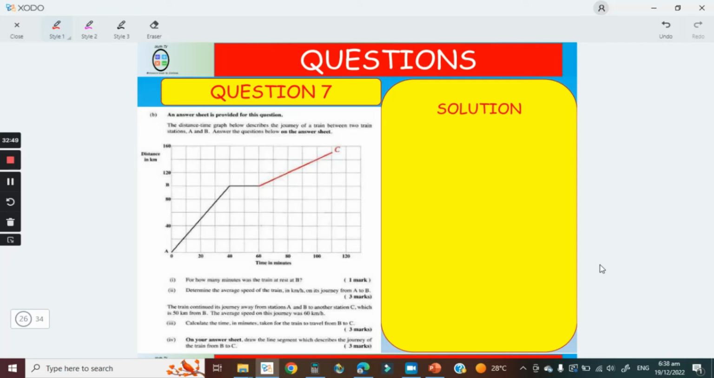All right, now another distance time graph. Don't worry, we're going to be getting into velocity time graph very soon. I want you to pause the video and answer this question for me. It gives us this graph, and it says the distance time graph below describes the journey of a train between two train stations A and B. Answer the questions below on the sheet. For how many minutes was the train at rest at B? And then determine the average speed of the train for the journey A to B. So pause the video and attempt.